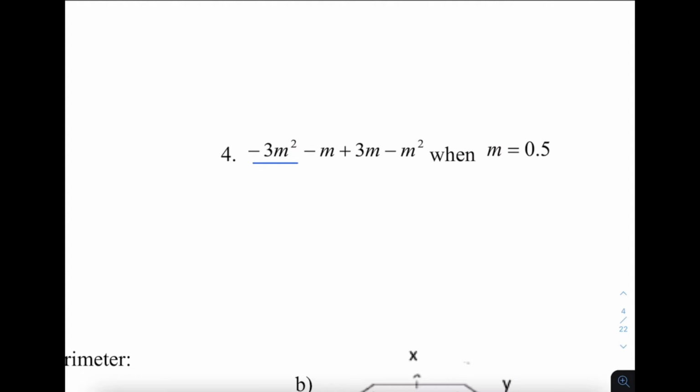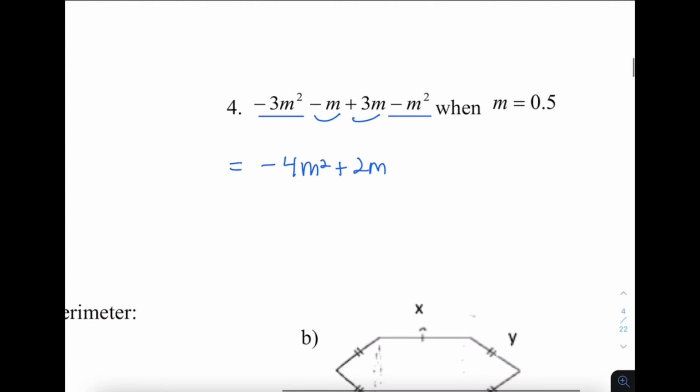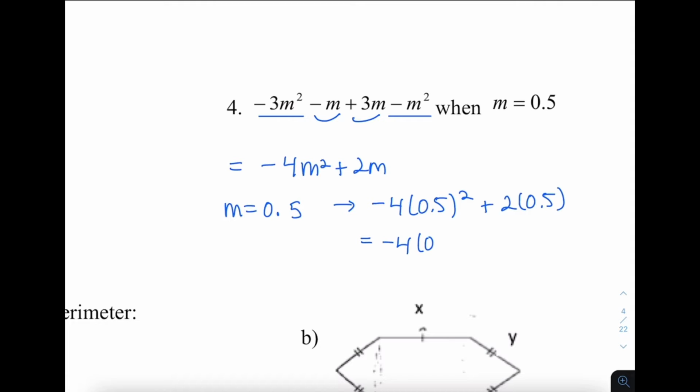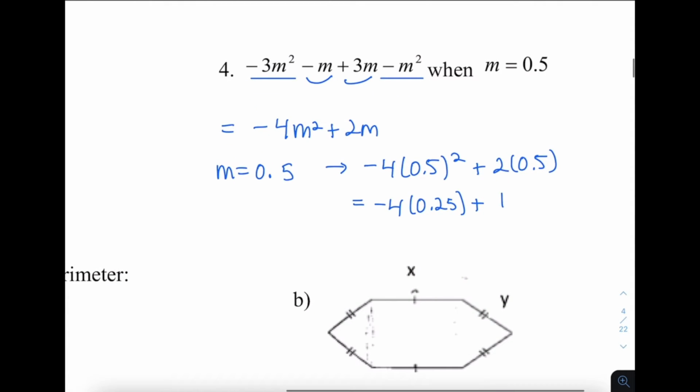So I have negative 3m squared subtract m squared, minus m plus 3m is 2m. And then when I sub in m is 0.5, I'm going to write that as negative 4, 0.5 squared times 2, 0.5, which is negative 4 times 0.25, and 2 times 0.5 is 1. We actually end up getting negative 1 plus 1, which equals 0, believe it or not.